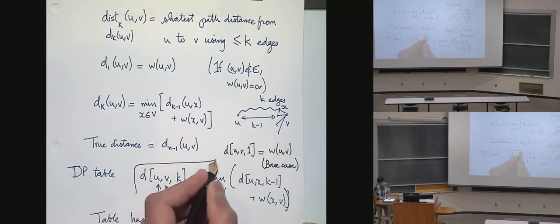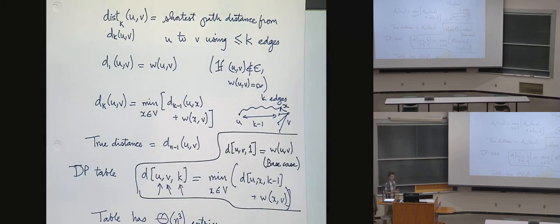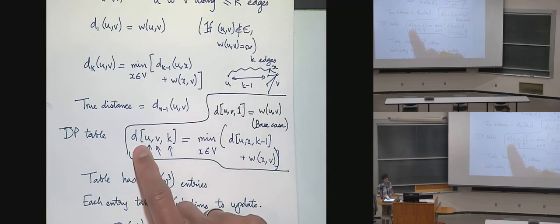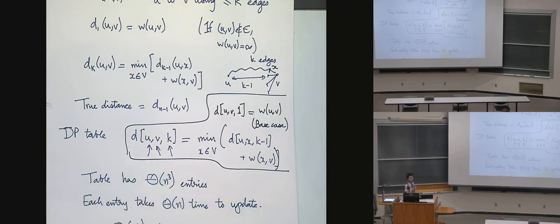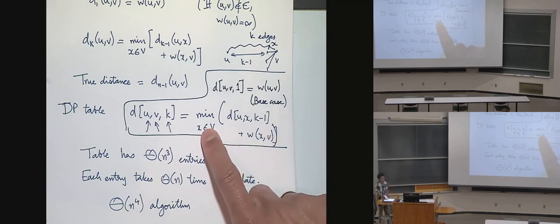Right, so this gives us the recurrence that we need. And at this point, this table has n cube entries: n choices for u, n choices for v, n choices for k. And every entry is going to take O of n time to update, theta of n, because you have to do this minimization over all of these.